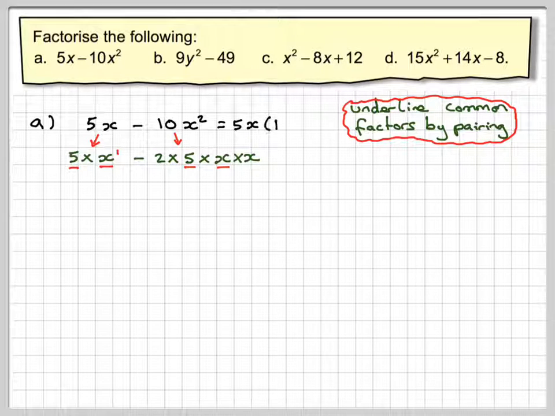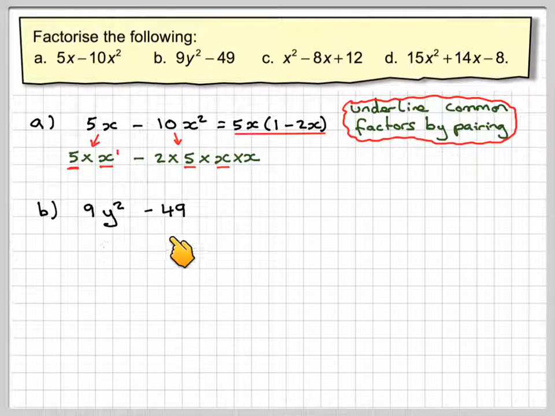Now we introduce a bracket. Now what do I have here? I have just a 1, so I'll put a 1 here, a minus sign, and a 2x left. So the factorised expression becomes 5x brackets 1 minus 2x.